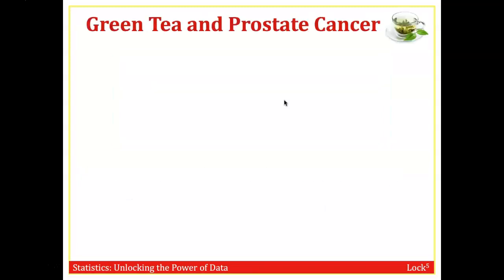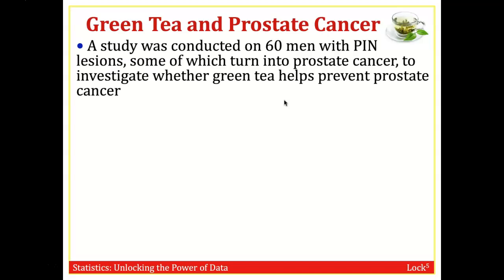All right, let's take a look at another example. I said we could do this for means or proportions. Let's look at a case with proportions. So another study looking at the relationship between drinking green tea and prostate cancer. So this was a study conducted on 60 men with PIN lesions, some of which turn into prostate cancer, to investigate whether green tea helps prevent prostate cancer.